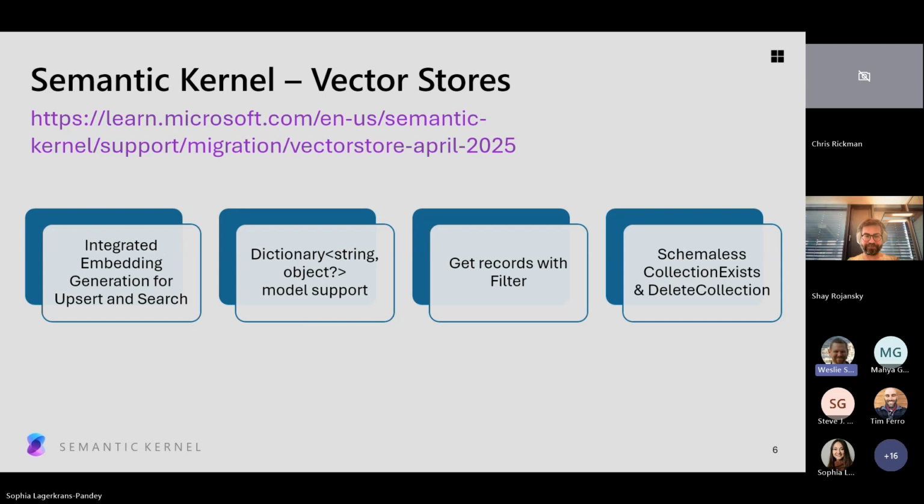Our hope is that this is the last preview, and the next release will hopefully be an actual GA version. There's a lot of great stuff in here, specifically integrated embedding generation for upsert and search, supporting just a dictionary object for models, getting records with filters, and schemaless collection, existing collection features. I'm going to turn over to Shai for a sec for the first two items to talk through, since he did most of the work on that, and then I can talk about the other two once it's done.